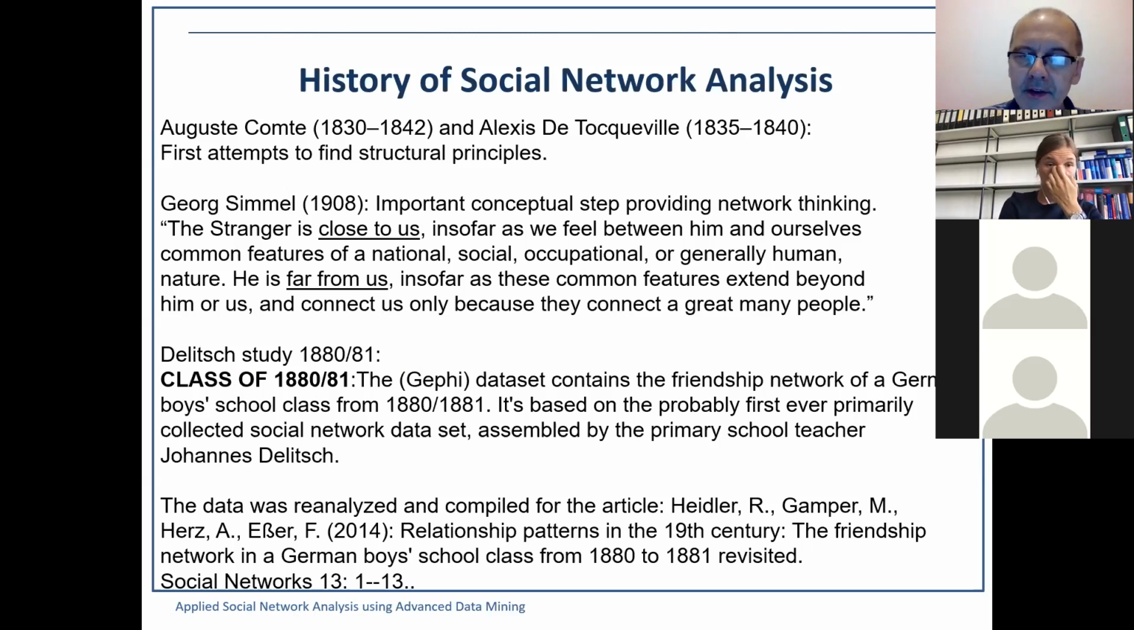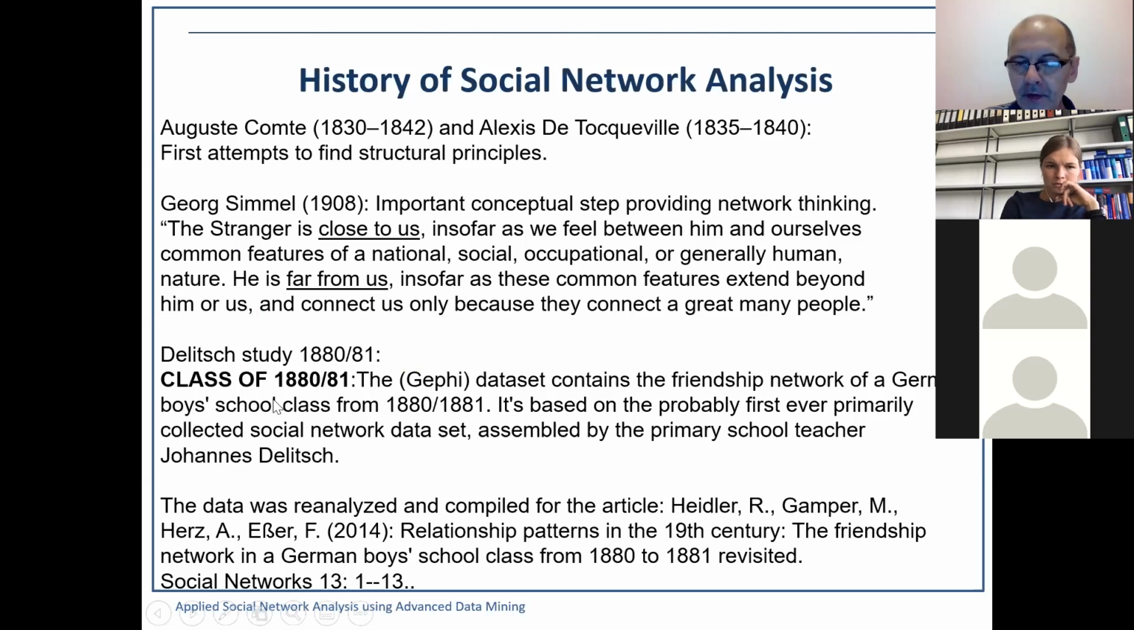He said, a stranger is someone close to us insofar as we feel a commonality between him and ourselves, but at the same time, he or she is far from us, since it's not a common contact, it's not a close friend. So there we have the first notion of distance. How can we measure distance in a social network? That's one of the important aspects. We will come back to that later.